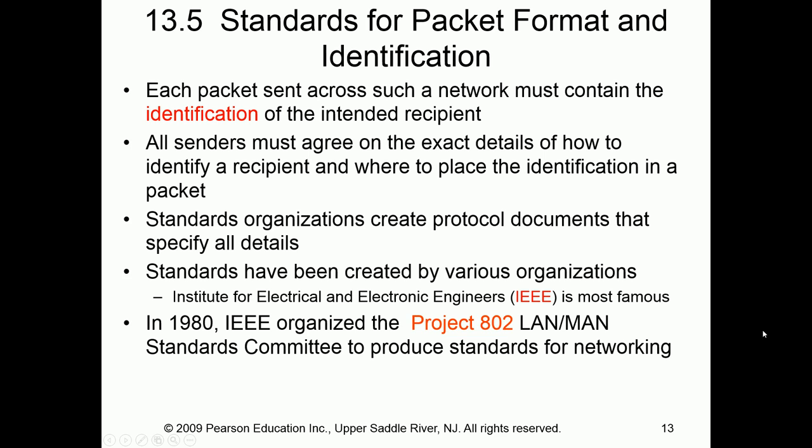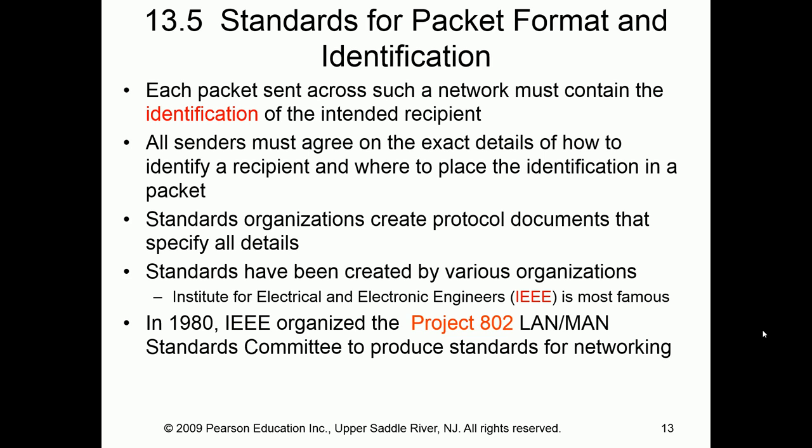So each packet sent across such a network must contain some form of identification, some form of address. Without addressing, we really can't guarantee, or with any level of certainty get, information from one location to another. It's like when you mail a letter. If it doesn't have an address, it cannot get there. If it doesn't have a return address, it might not be able to get back to you if it's not deliverable. Or you want them to know who sent it.